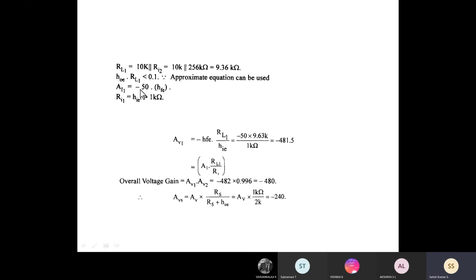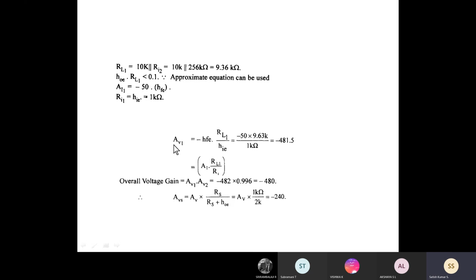So the negative sign must be there. It is 50 times the forward characteristic H parameter, HFE. HFE is given in the problem itself. Then RI1 we have to calculate. RI1 is equal to HIE, that is given in the problem itself. So simply substitute there, an easy way to calculate the current gain, because for a common emitter the current gain is 180-degree phase shifted, that we know.